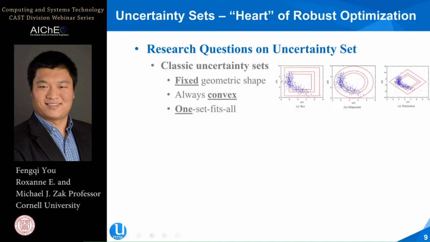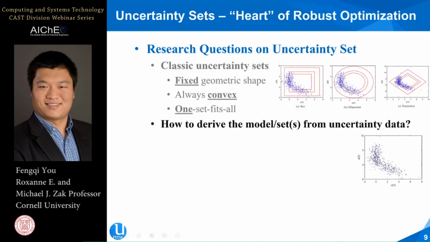The other issue is that we try to have these sets as convex sets. Of course, we want to make it convex so that it is easy to solve. But convex may not be the best in some cases. The last issue is that we always use one set fits all. In any problem, at least in all existing literature except our papers, people tend to use one uncertainty set to describe uncertainty, and they assume one set really fits all. So these are the research questions we try to answer.